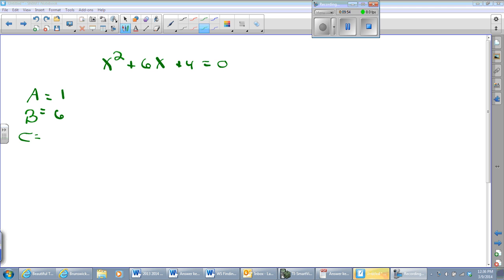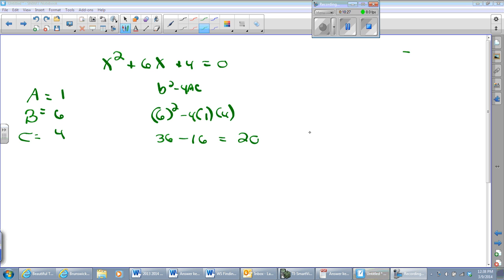1, 6, 4. Okay, when I go to do my quadratic formula, I'm going to do my discriminant first, which is the b squared minus 4ac part. And that's going to be what? 6 squared. Getting ahead of myself, sorry. 6 squared minus 4 times 1 times 4. So I'll get 36 minus 16, which ends up being 20.